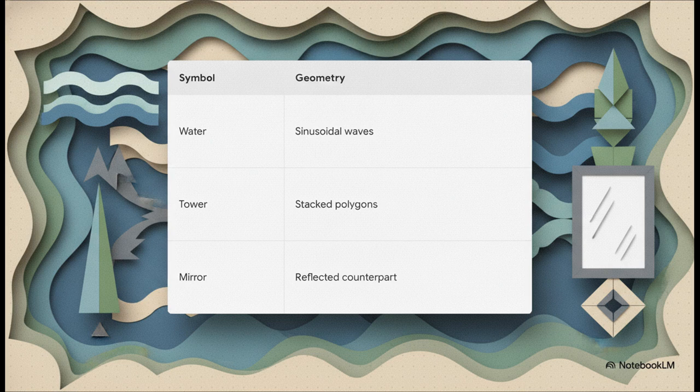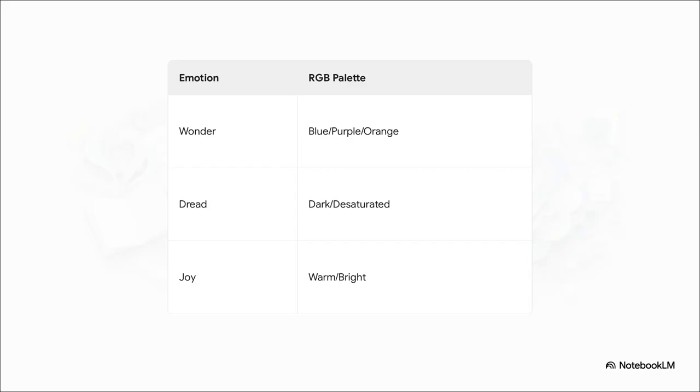It is literally translating the recurring themes of your mind into specific hard-coded geometric shapes, and it weights them based on how often you dream about them. But it doesn't just stop at shapes.